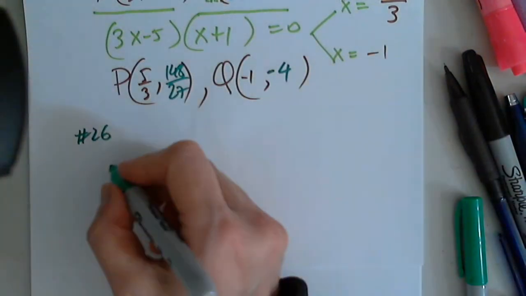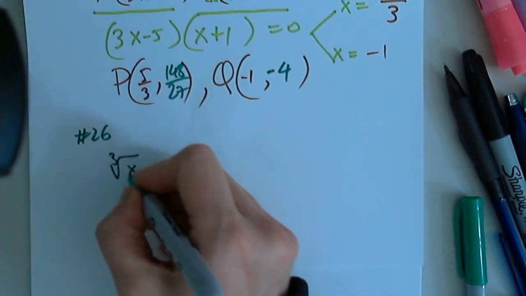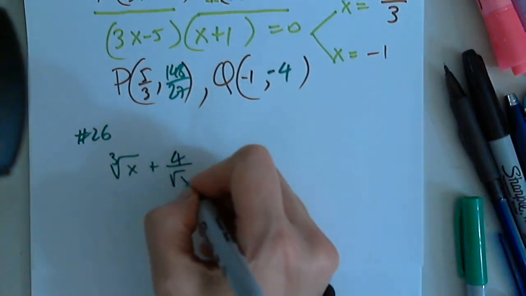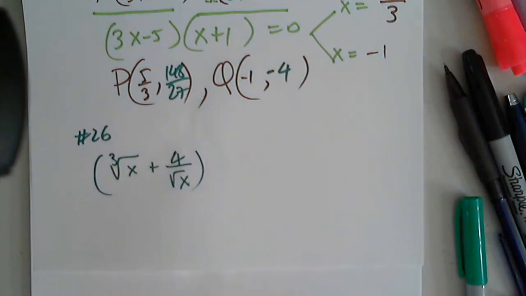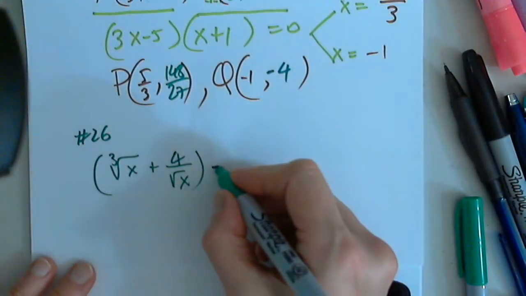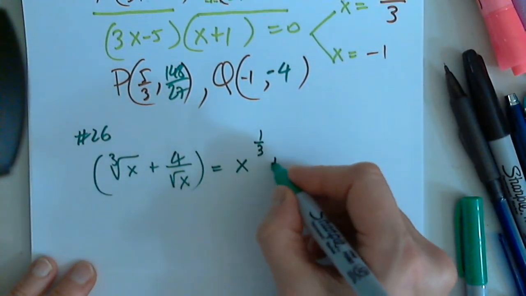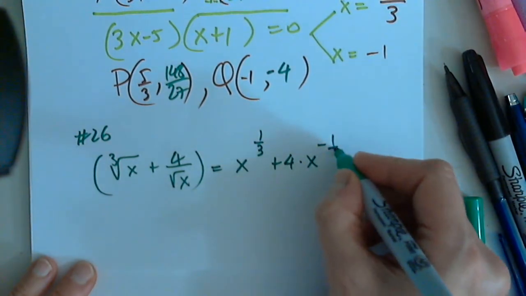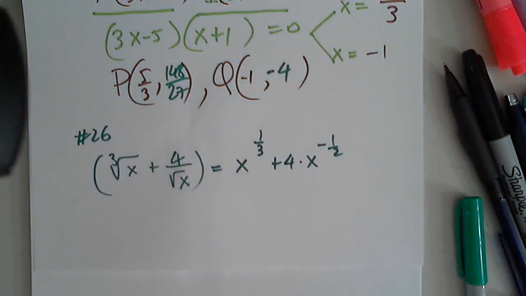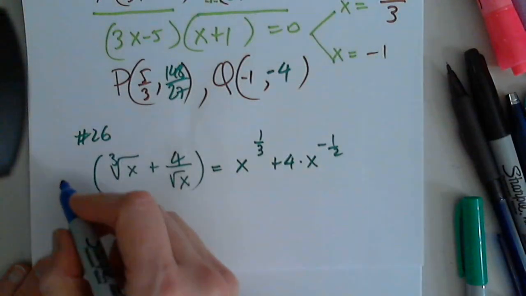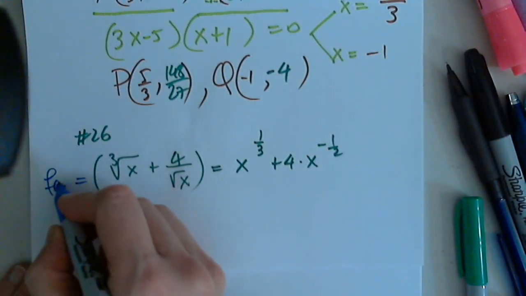Yeah. So this is the cube root of x plus 4 over the square root of x, and we want to find the derivative for this. We need to prepare it as x to 1/3 plus 4 times x to negative 1/2. So this preparation is mandatory to make your life easier here. So then the function, I'm going to call this f of x.